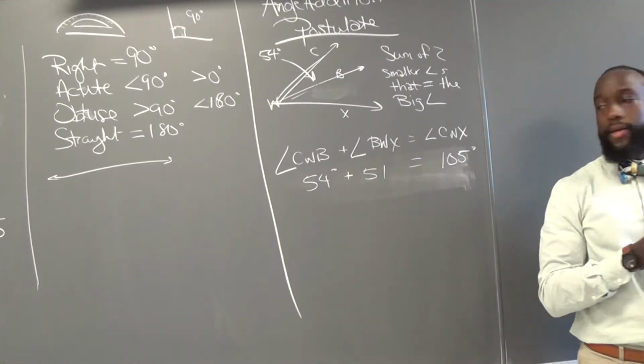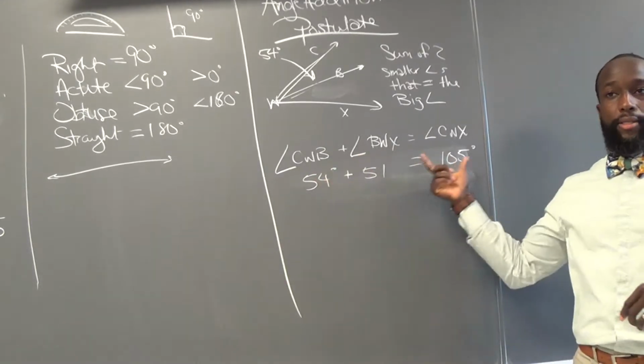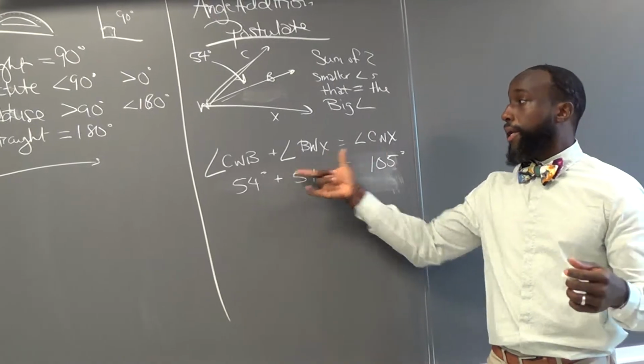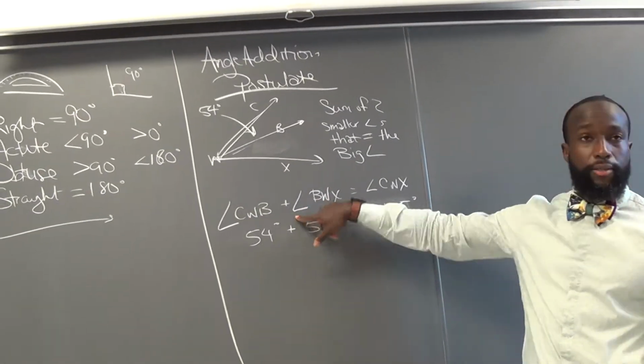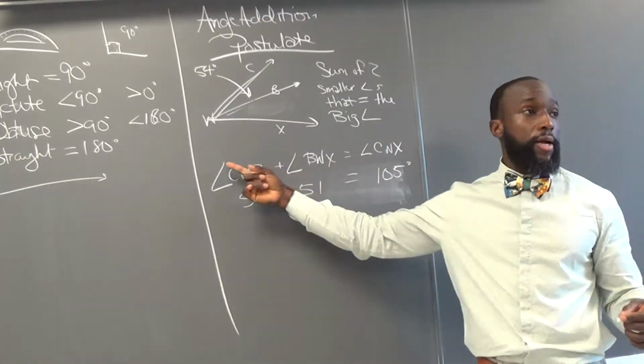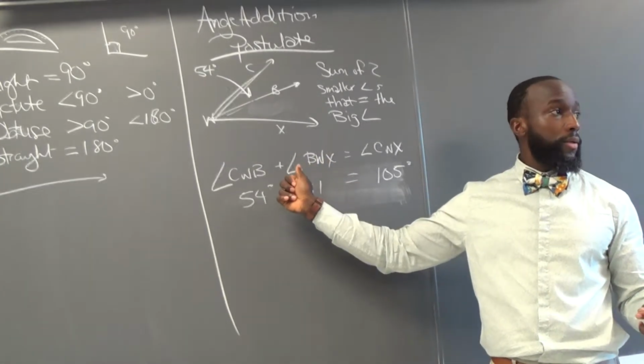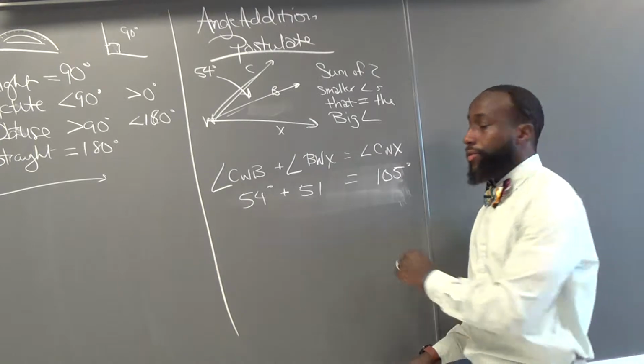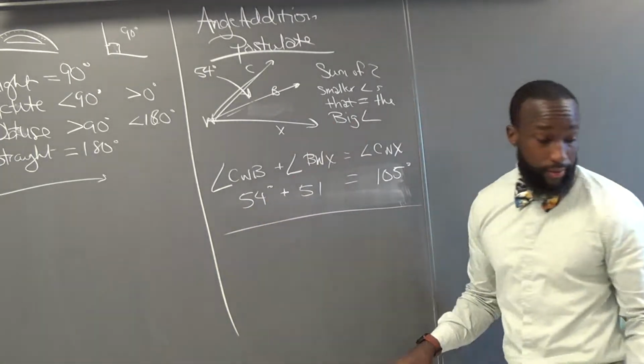Right? So now what you have is like an equation, and that's all it is. So you're adding the small to get the big. And if you got the big, you got to subtract one of the smalls to get the small. Okay? So, now let's look at high school geometry of angle addition postulate.